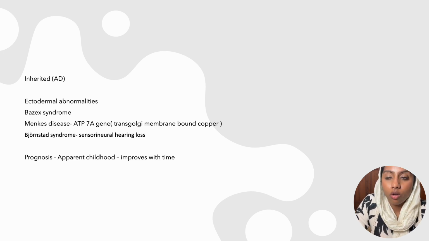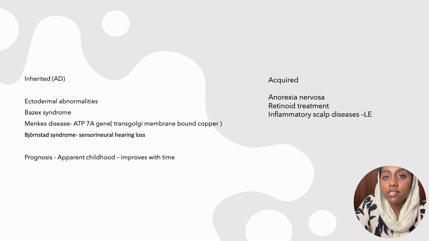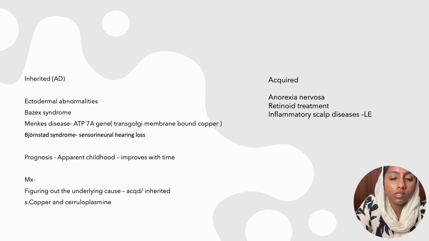Coming to the acquired causes, these are basically anorexia nervosa, lupus erythematosus, or retinoid treatments. So these again are modifiable causes. In case you find patients on retinoids, probably you can try and taper them, and you can try and treat the lupus, which can eventually lead to treatment of pili torti. And again, anorexia nervosa. So these are the significance of treating acquired causes. Anyways, the management is basically figuring out if it's congenital or acquired and treating accordingly.